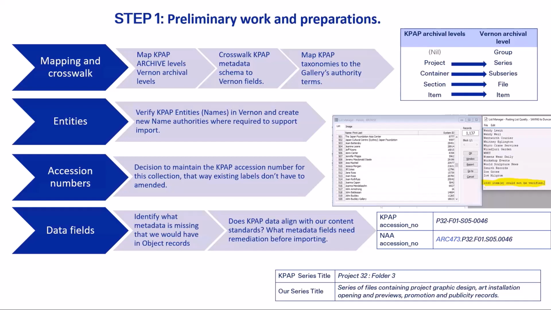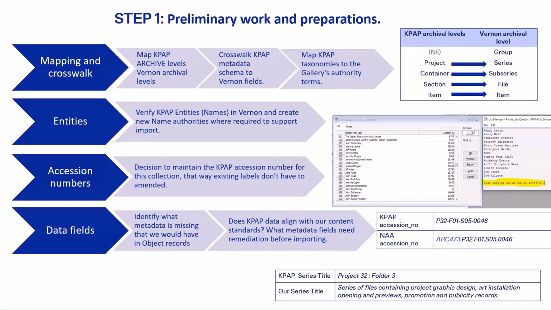Preliminary work also involved reviewing the metadata fields that needed to be remediated so they meet the National Archives content standards. This included how we title things in Vernon, such as the series and sub-series and file levels of description, and obviously the items. With some metadata fields, they weren't to our standards, so new titles needed to be devised with minimal intervention. Dates also needed to be reformatted to Vernon content standards.